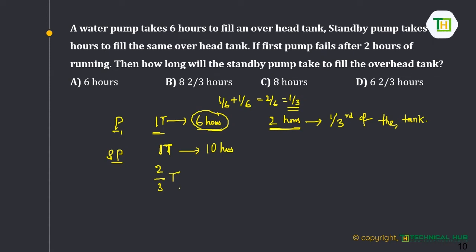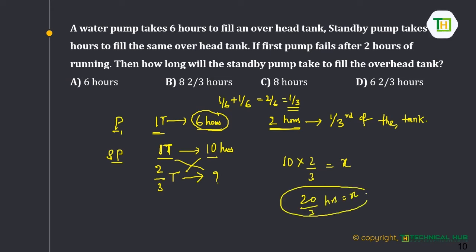Now which pump is going to fill it? The standby pump is going to fill the remaining part of the tank. So I know the capacity of the standby pump is, for filling one complete tank, it will take 10 hours. So for how many hours will it take to fill the 2/3 of the tank? It's a simple cross multiplication. 10 into 2/3 is equal to X. Okay, so it is equal to 20/3 hours. That is the time taken by the standby pump to fill the remaining tank. So 20/3 means what is the answer? 6 2/3 hours. Okay.